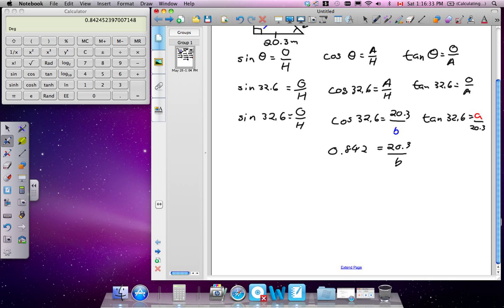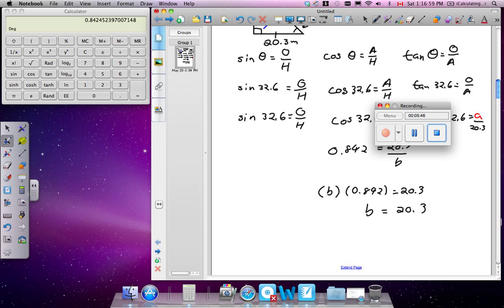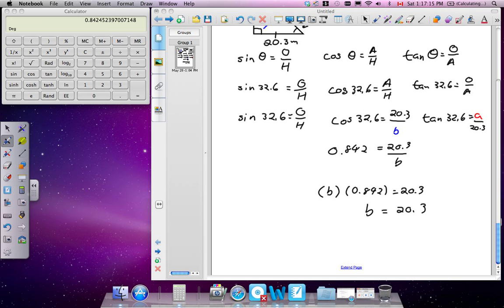We'll do cosine first. We'll solve for this. Now, I need to isolate b. B's on the bottom of the fraction, so I'm going to bring it to the other side, and it's going to become multiplied when I go to the other side. So it becomes b times 0.842. Again, I'm trying to isolate b, so now I'm going to bring 0.842 to the other side. Really, the fast way to do this is you just put b equals, and you bring that to the bottom.